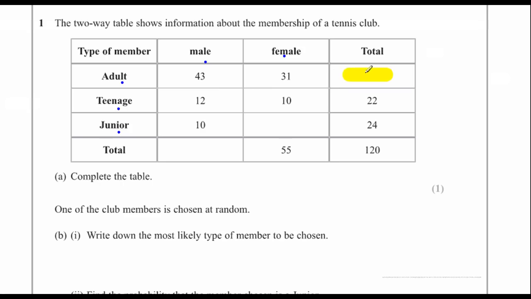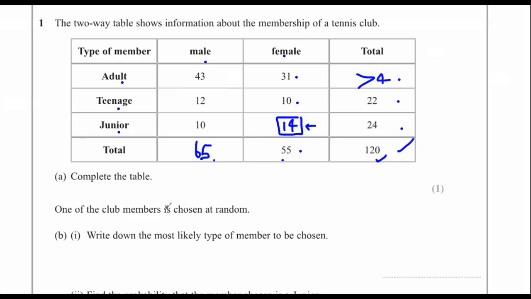If it's a total in the row, that means you add up the numbers in that row. So we'll do that straight away, and we'll get 43 add 31 is going to give us 74 in that section. You can always check that 74 add 22 is 96, add 24 gives you 120. Totals down this column, 43 add 12 is 55, plus another 10 is 65, and yet again you can check 65 add 55 is 120. Now you want to know what's missing here. If you want to add 31 to 10, you get 41. What else do you need to get to 55? Well, you need another 14.